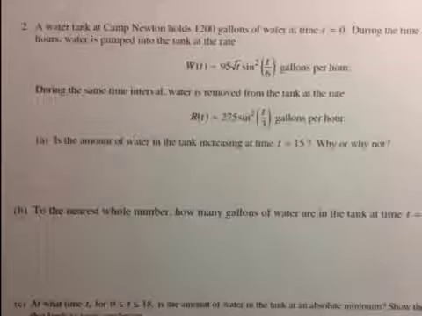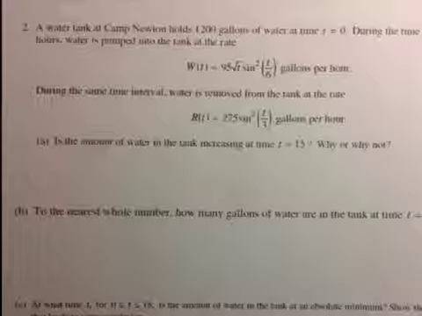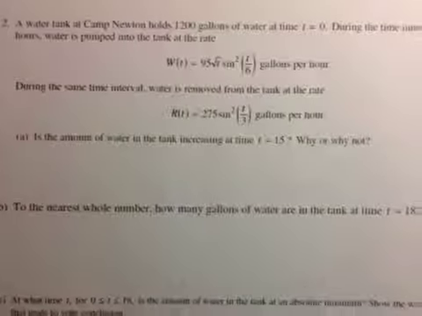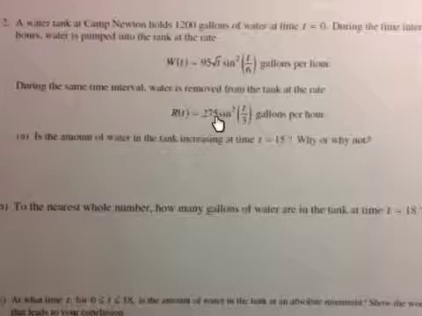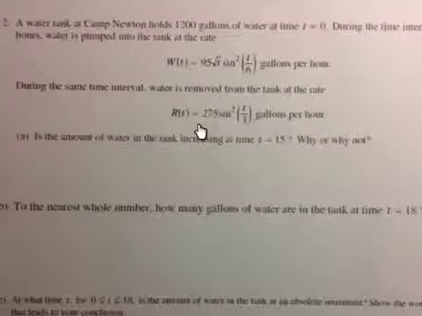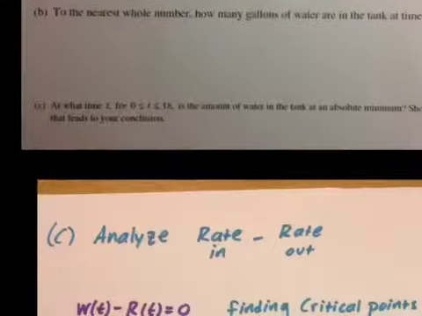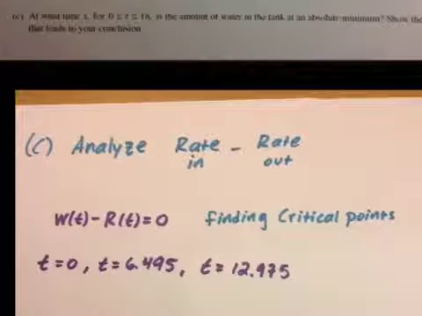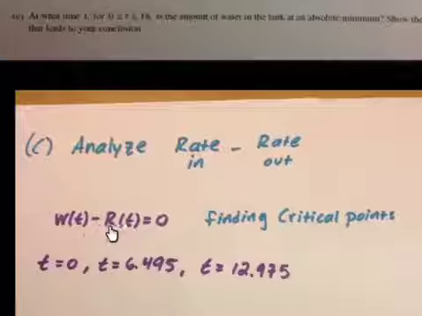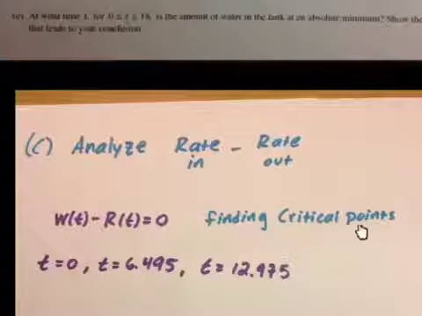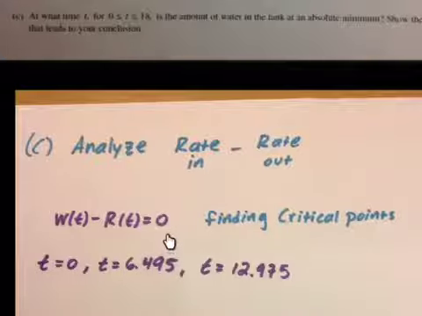So what that means is when you go to set up your equation, this is going to be a positive, and this over here is going to be a negative, or associated with a negative. So when you go to find your critical points, when you do the analysis, you're going to put W of t minus R of t. So this is the rate going in, taking away the rate going out, and we're going to find the critical points. And so you graph this on your graphing calculator.